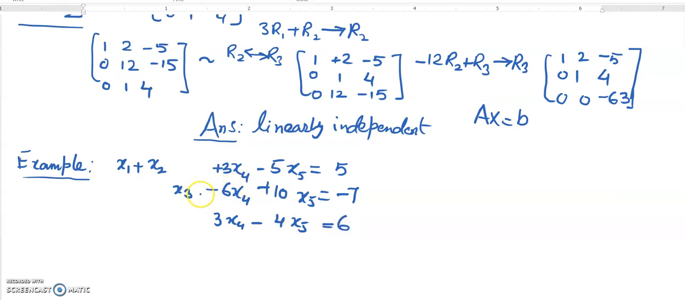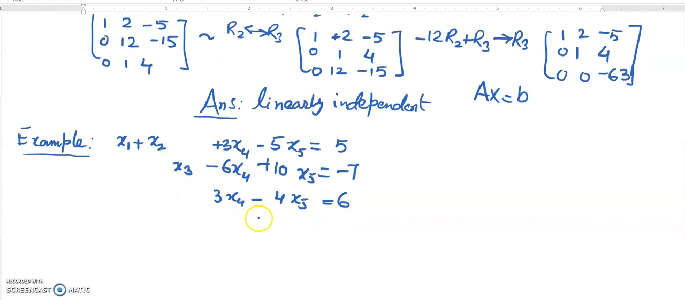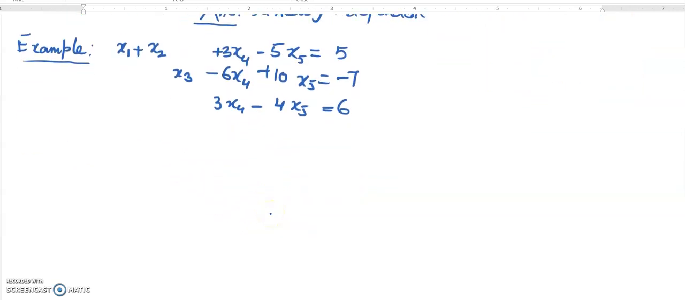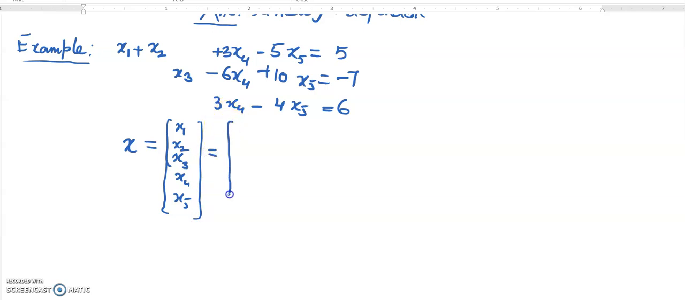This system has three equations but five variables. So this system of equations will have a general solution in terms of the two free variables. This general solution can be represented like this: x is equal to x1, x2, x3, x4 and x5. And in fact we have already solved this system of equations in one of our previous videos. So the answer over there was this.